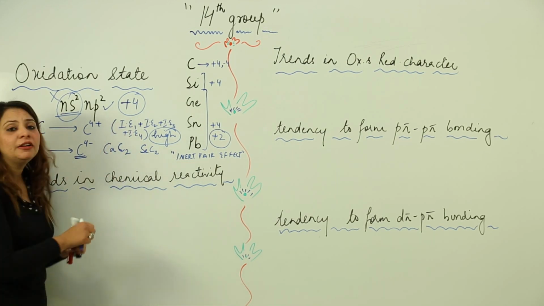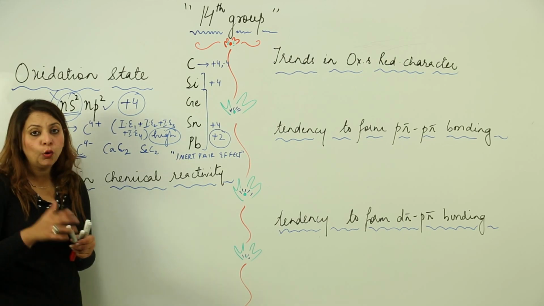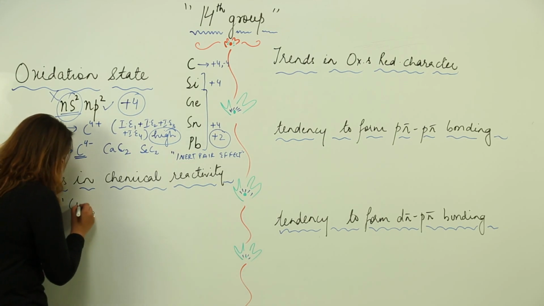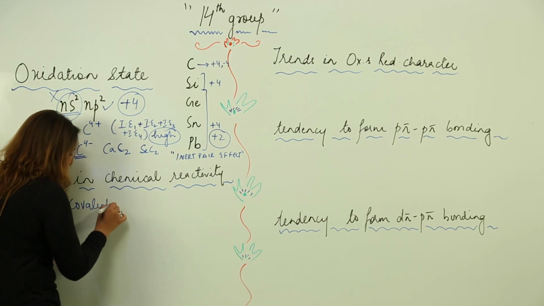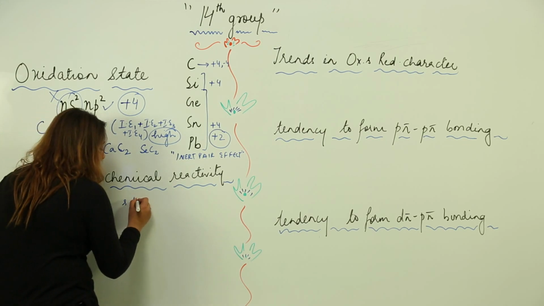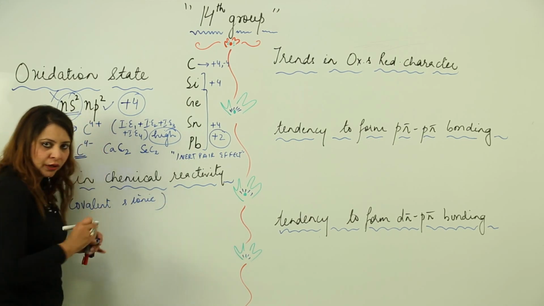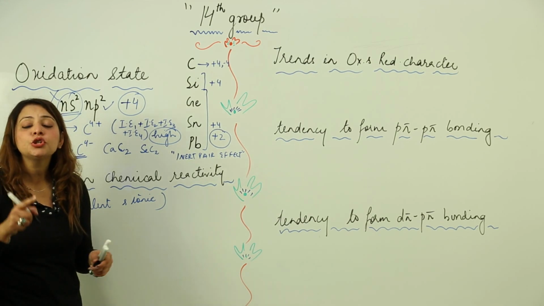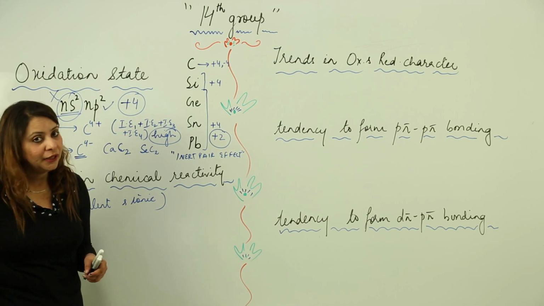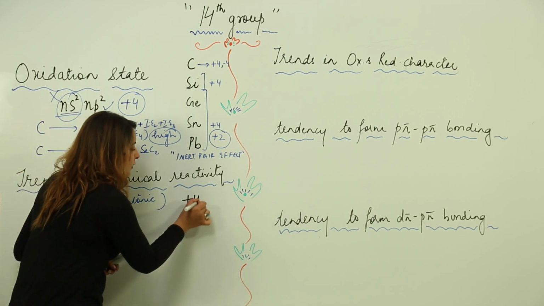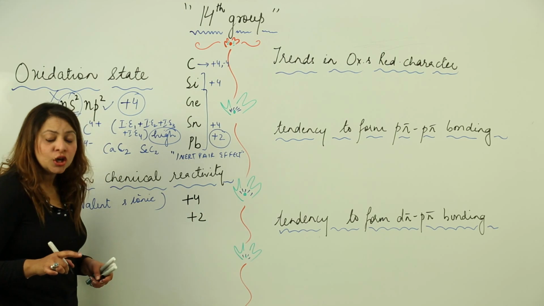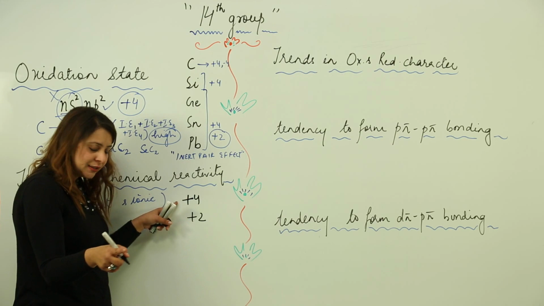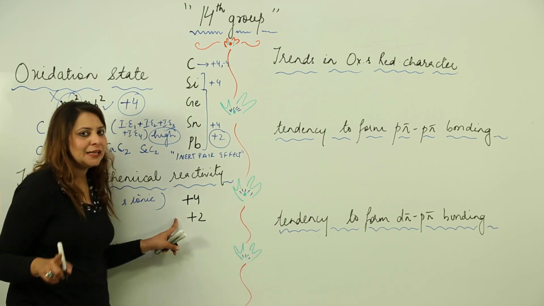Now moving on to the trends in chemical reactivity, that is, what type of bonding they show. We have seen that some of these group members show covalent bonding and some show ionic bonding. But what type of bonding they show depends upon which oxidation state they are making use of. As you know, their oxidation states are +4 and +2. So it depends on whether they are making use of +4 or +2 when combining with some element.